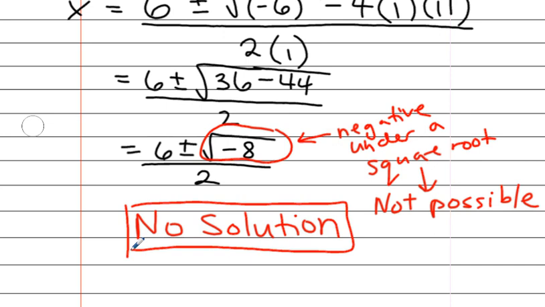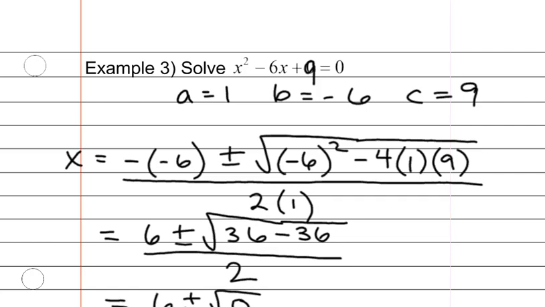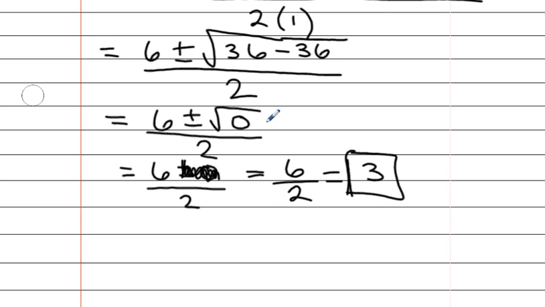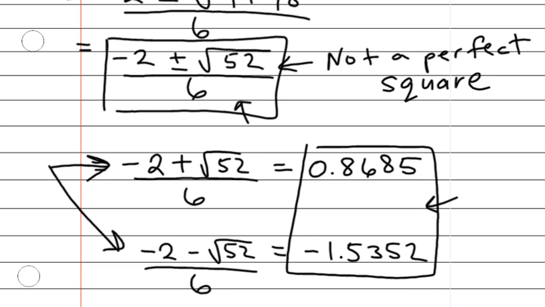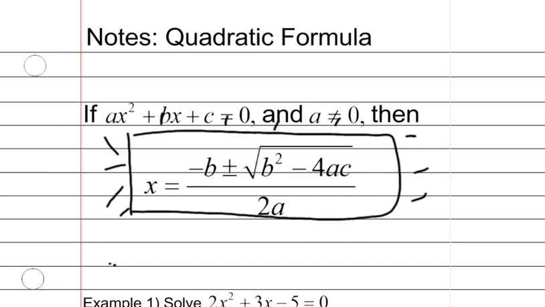Okay, so you have 3 different types of solutions when you do the quadratic formula. You could have no solution if you have a negative under the square root. In example 3, we had a 0 under the square root, so we only had one solution. And then we also had a positive under the square root, which gave us 2 solutions. Okay, so that's the quadratic formula. So make sure you're working on memorizing this formula, because that's very, very, very important.